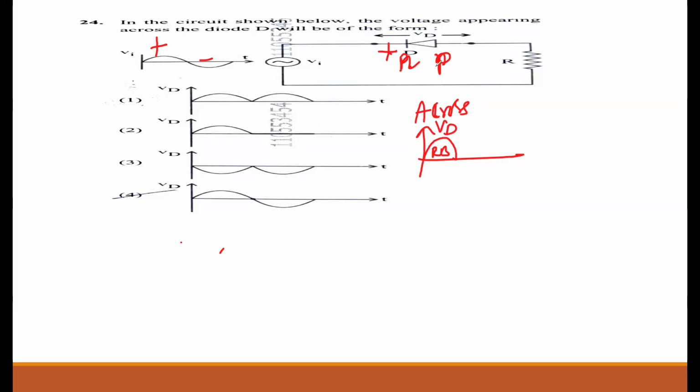And at the negative half cycle, it is forward biased and output will appear across the load. So there is no output here. For one cycle of input, what is being given, we are showing it here in this way. I think you understood.